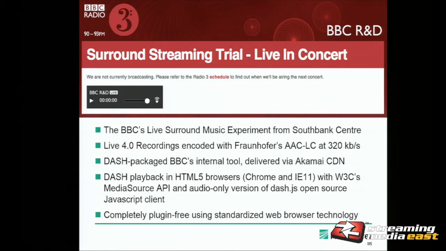And what they did is, traditionally they've been experimenting a lot with surround music. So in this case, they did a live concert that they streamed live to the browser. It was recorded in 4.0, for music, quite a typical surround setup. They used Fraunhofer's AAC encoder at a high bitrate for the best possible quality. And then they just used a BBC internal tool to package the content and deliver it via an Akamai CDN.